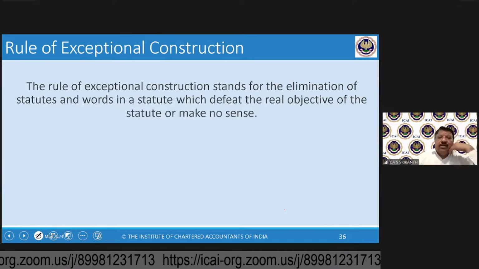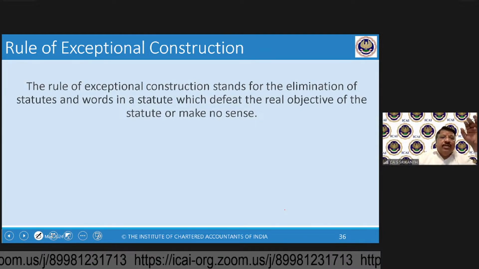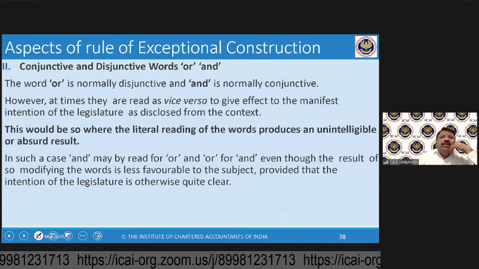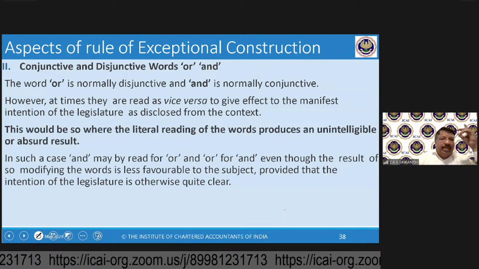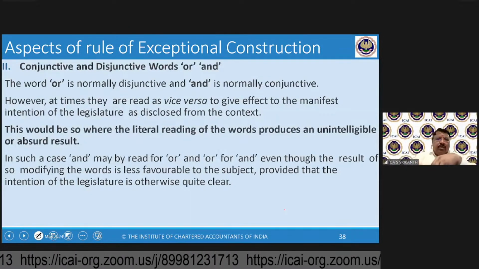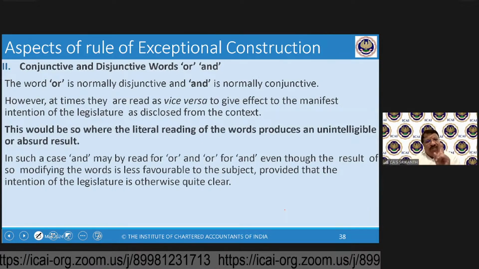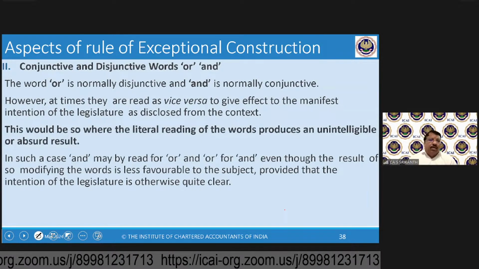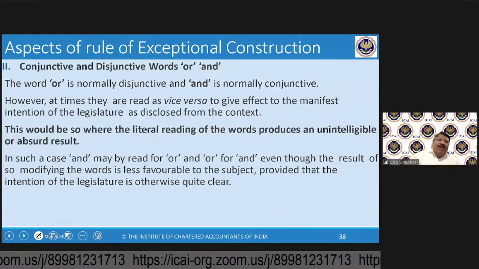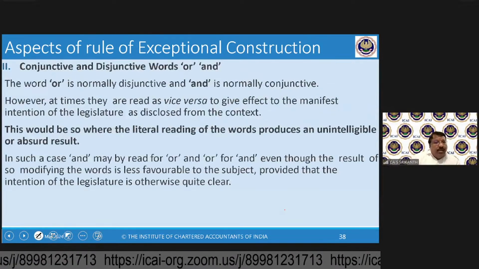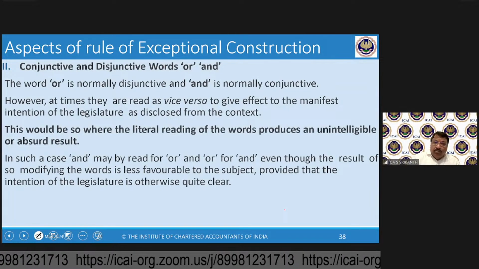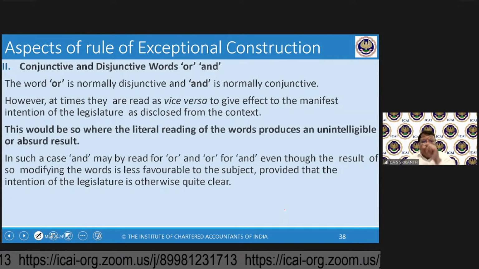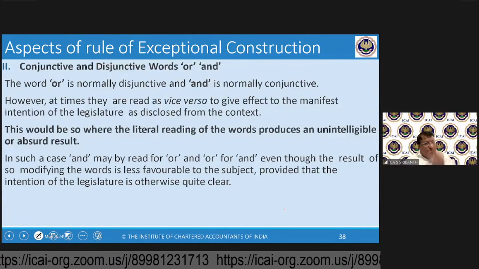Then there is a rule of exceptional construction, which is used for the elimination in the statute of words which defeat the real objective, similar to beneficial. Okay. For example, where they use the word or and, I already explained it to you. Or is disjunctive and is conjunctive. So when they use and, both have to be satisfied. When they use or, it is enough if one is satisfied. However, sometimes if it is repugnant, then they may use or and. In rare cases, where you have to use only or, where the act is silent, you cannot substitute and, you can only substitute or. Because and has to be specifically mentioned. If nothing is mentioned, it is only or.